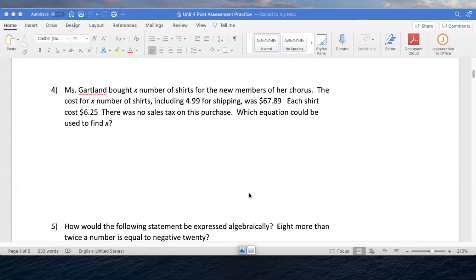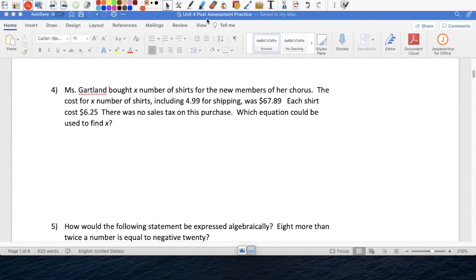Four, Scarlett bought some t-shirts. The cost of each t-shirt, each shirt is $6.25 plus $4.99 for shipping. All that was equal to $67.89.